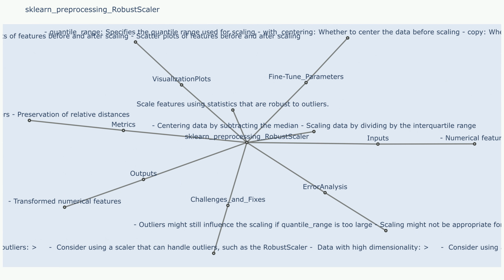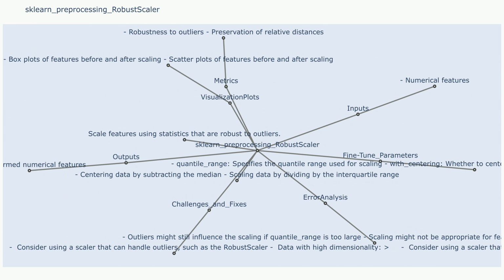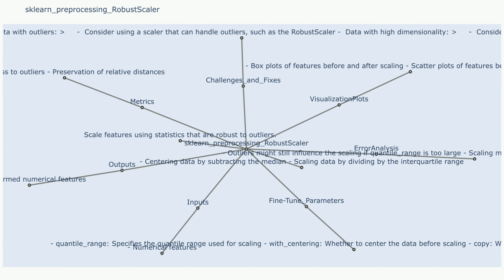Challenge 2: the robust scaler can be less effective when the data has a skewed distribution. Sample use case that resulted in challenge 2: a dataset with a long tail on one side of the distribution might not be well scaled by the robust scaler. Fixes to challenge 2. Consider applying a transformation to the data to make it more symmetric before scaling. Use a different scaling method, like the standard scaler, if the data has a Gaussian distribution.